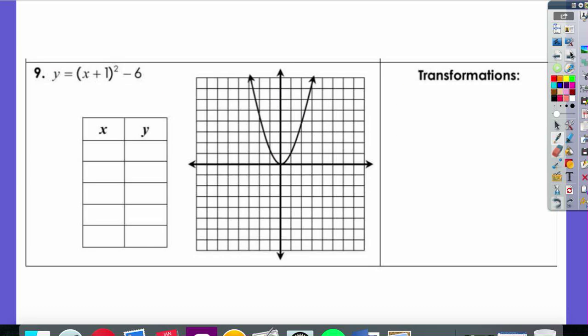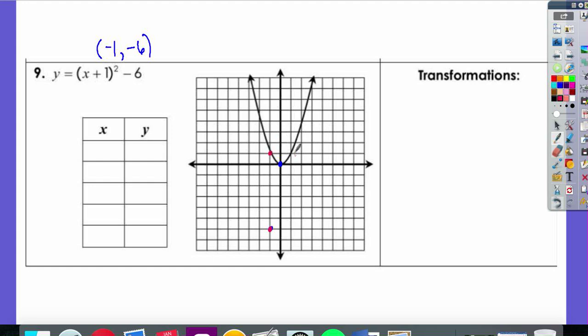Taking a look at this one, we start with 0, 0, and you have some changes on both the inside and the outside. If we pull out our new vertex, keeping in mind there was originally a minus, this would be the vertex of -1, -6. I know it started at 0, 0, and it went back 1 and down 6, so the whole function is going to do that. Any clean ordered pairs I find are going to do that.